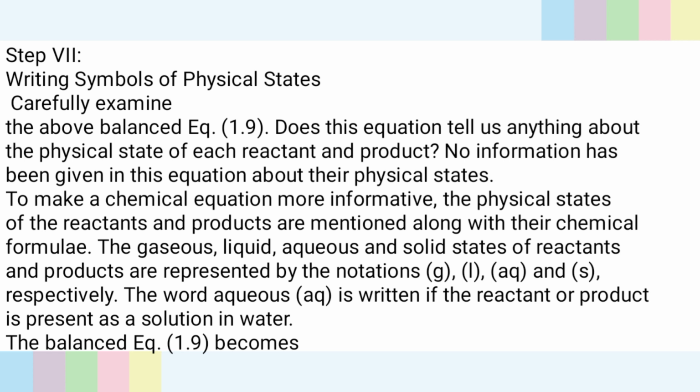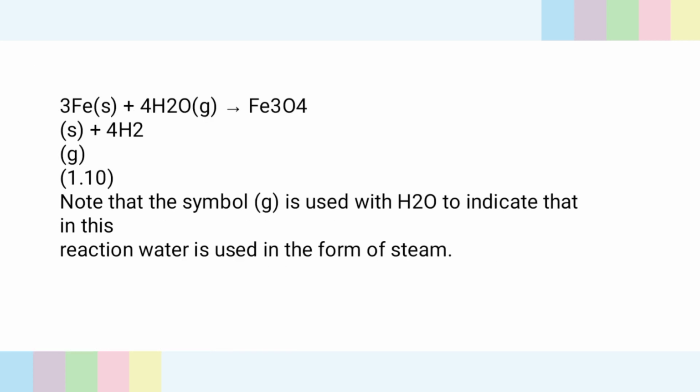So now if a chemical equation is given, to make that more informative, we can write the physical state, that is, whether the reactant or the product is in the gaseous state, liquid state, solid state or aqueous state. So we will write G for gaseous, L for liquid, S for solid and AQ for aqueous. Aqueous is nothing but a solution of water and any other compound.